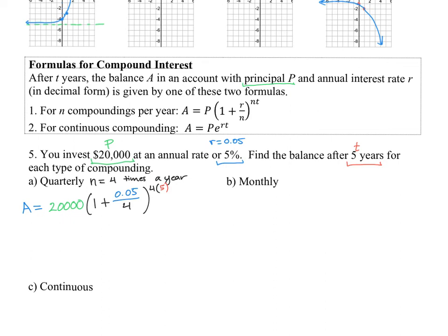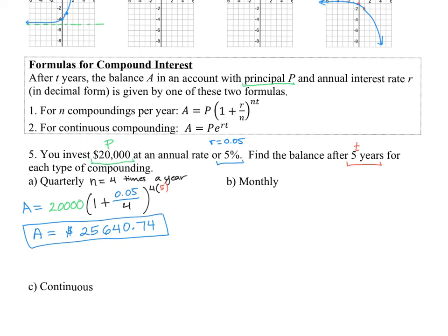You're going to try to put this in your calculator. You probably need parentheses around the 4 times 5. You might need parentheses around the fraction. You might need to do these piece by piece. But if you've done it correctly, you should get $25,640.74, which is pretty good. In 5 years, you've earned more than $5,000 in interest. Play with your calculator until you get that amount.